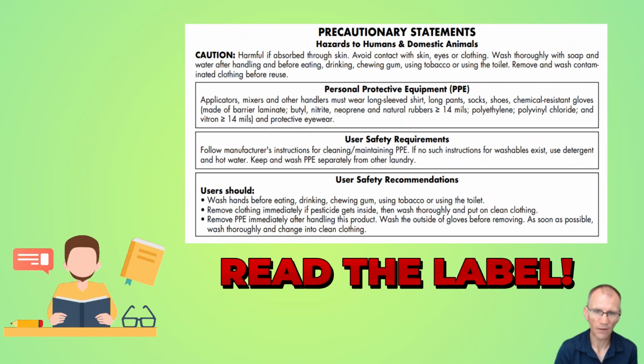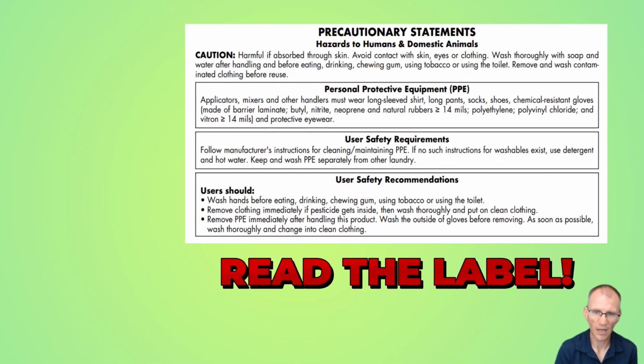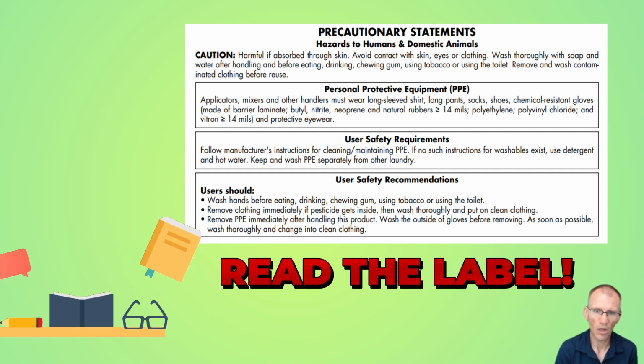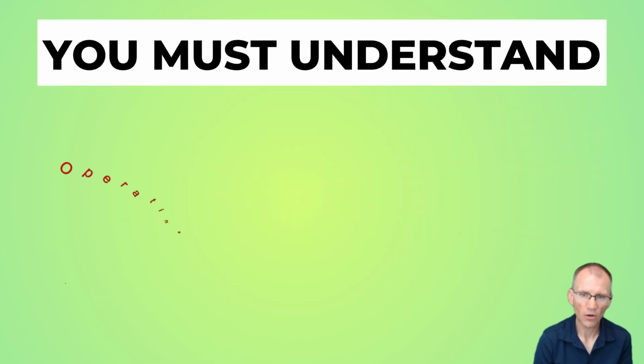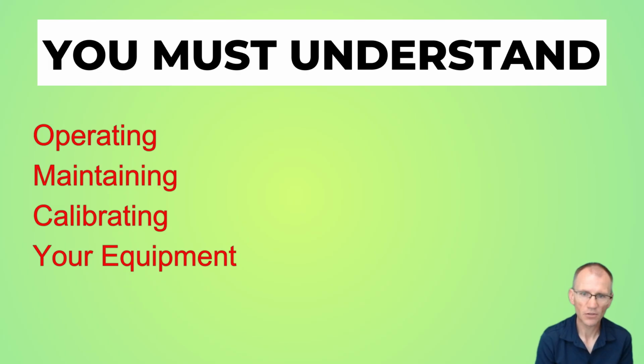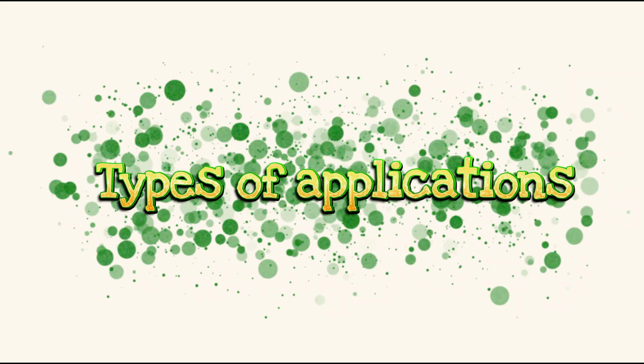You're never going to make an effective, safe, and efficient application without reading that label. And as all of you probably already know, reading that label is the federal law. When you do select your equipment and you understand what's on the label, you must properly understand how to operate the equipment, calibrate the equipment, and maintain that equipment. Let's talk about different types of applications.